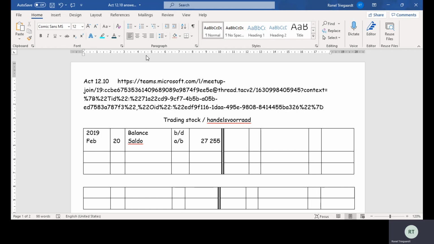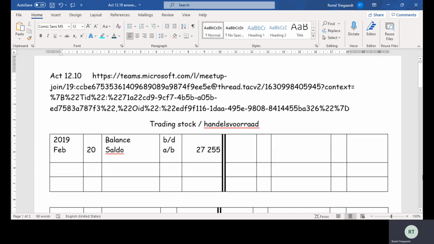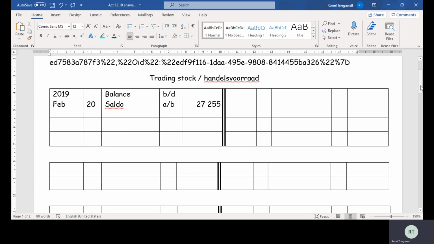Right. For activity 12.10, I'm going to do this with you to make sure that you understand this work properly. They ask us to do the following ledger accounts: trading inventory, purchases, carriage on purchases, and then the trading account itself. My answer sheet is in Afrikaans and English because next year I'm going to an Afrikaans English class again, so I don't want to change it every time.